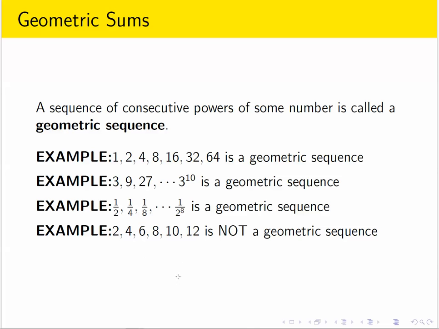This is an example of something that's not a geometric sequence. Notice that instead of these being powers of some number, they're going up by the same amount each time. We add 2 to get from the first number to the second number. We add 2 again to get from the second number to the third number. 2 again to get from the third number to the fourth number. So we're adding 2 every time, and that's not a geometric sequence. That's actually another kind of sequence of numbers that has its own name. It's called an arithmetic sequence.